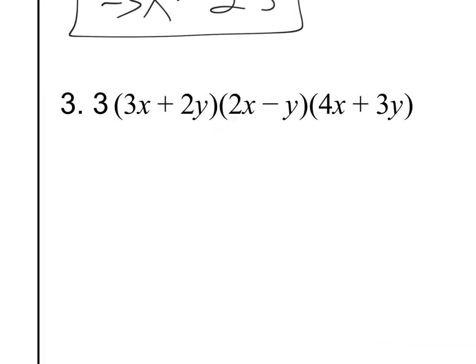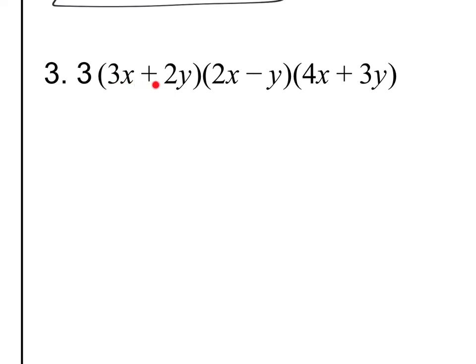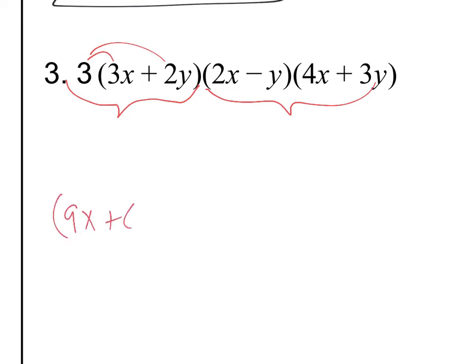Woof. Number 3, we have 3 times the quantity 3x plus 2y, times the quantity 2x minus y, times the quantity 4x plus 3y. Holy smokes. So just like we kind of covered in the target 2, what we're going to want to do is kind of handle 2 of these things at a time. All right, so that first one, I'll distribute the 3 into there. That's going to give me 9x plus 6y. For the second one, I'm going to do everyone's favorite 4-letter F word. And we're going to FOIL that thing out.